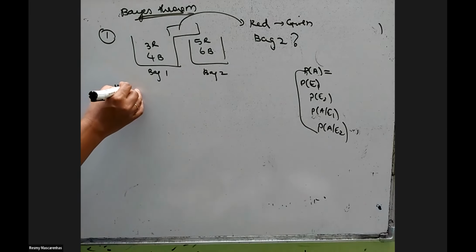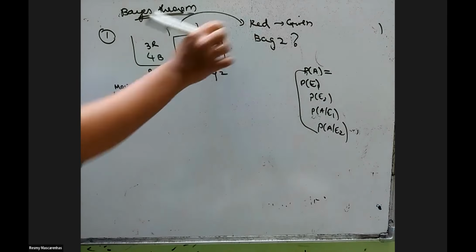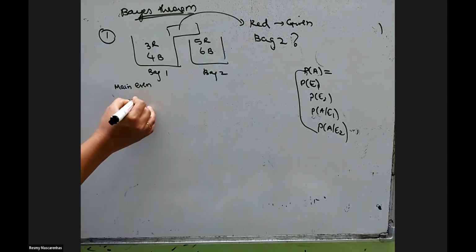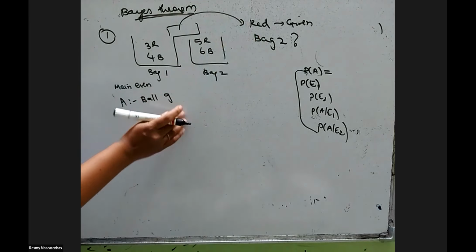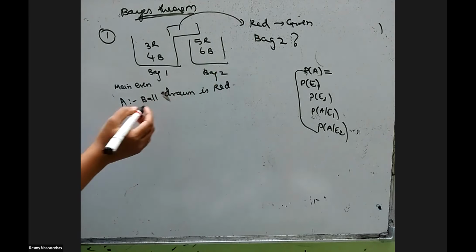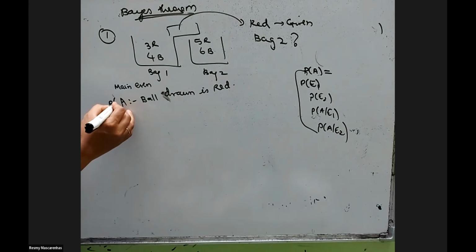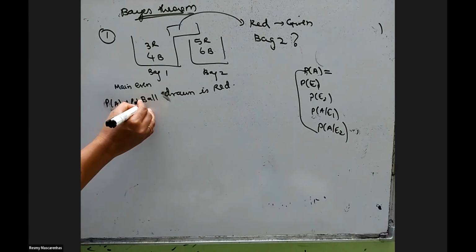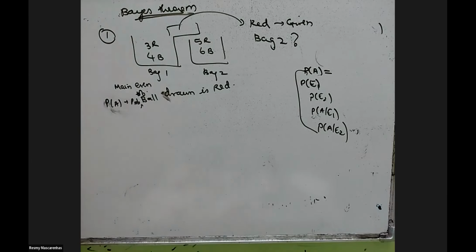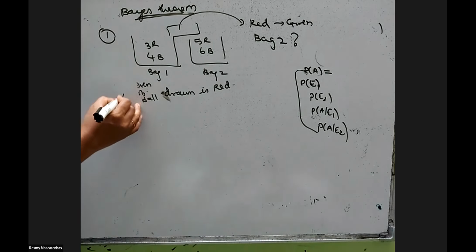So what is your main event? Main event is, what is the outcome? The main ball which has been drawn. So the ball drawn is red. Or you can directly write it as P of A, probability. Or the best option, with no confusion: ball drawn is red.